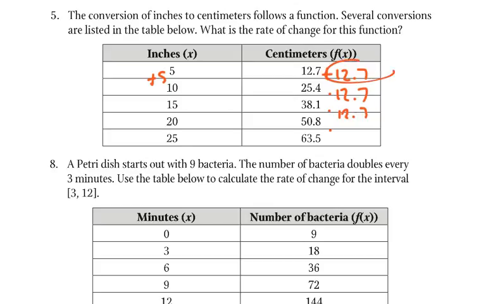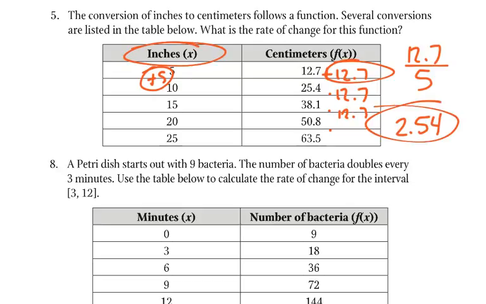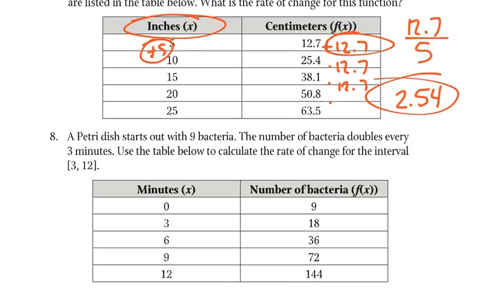So we always go the y value, or f of x value, over just the x value. So 12.7 divided by 5 gives us that rate of change of 2.54. So for every 1 inch, we grow centimeters by 2.54, is essentially what that's saying. Since that's linear, we know it's linear because it has that constant change.